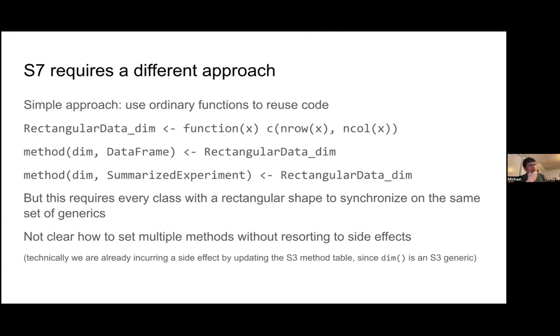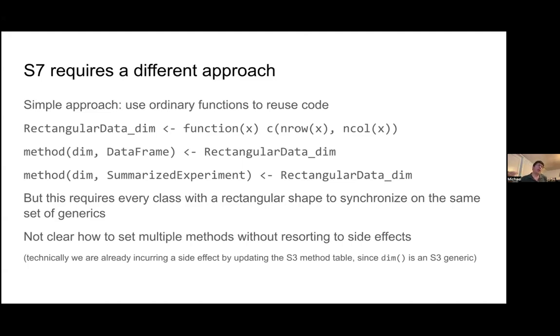So the simplest thing I could think of was that you would simply define a common set of functions that you then just set as methods of these different classes. So if you want data frame and other rectangular classes to not have to worry about a dim implementation, you would implement it once in a function and then use that function multiple times.